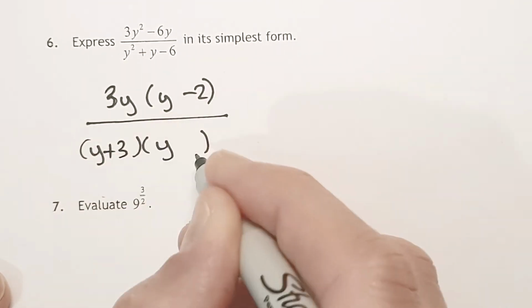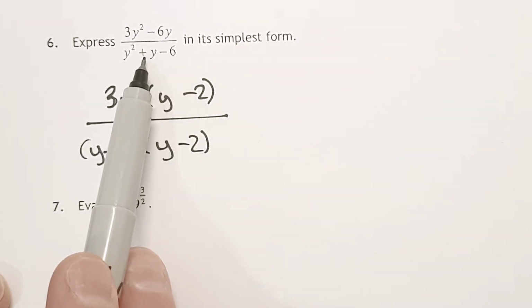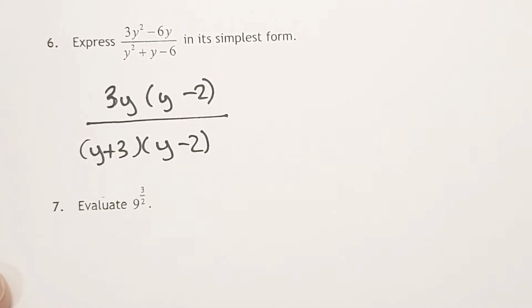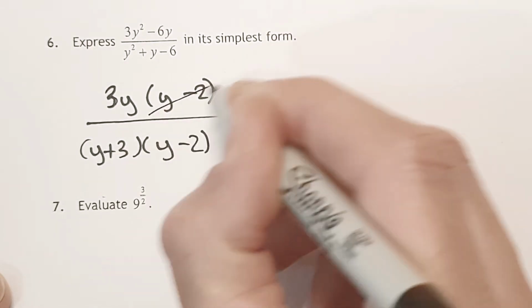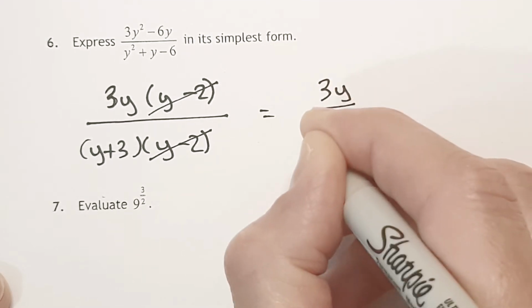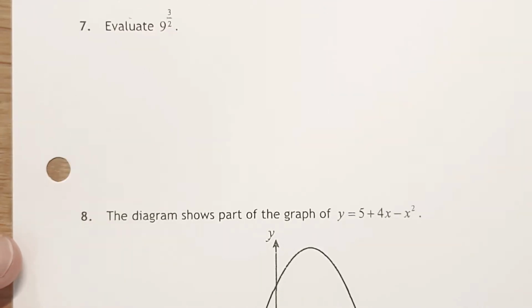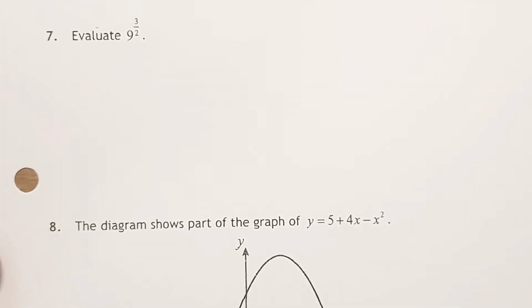And it'll be y plus 3, y minus 2, because we're looking for numbers that multiply to make -6 and add to make 1. So 3 and -2. We can then simplify it, because that bracket can cancel with that one, giving us the answer of 3y over y plus 3.